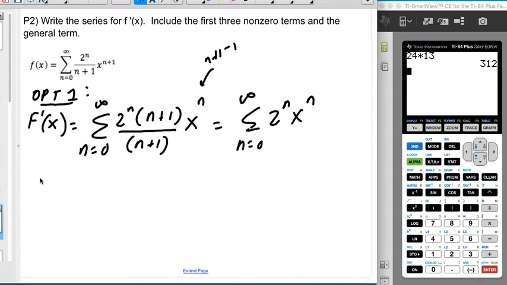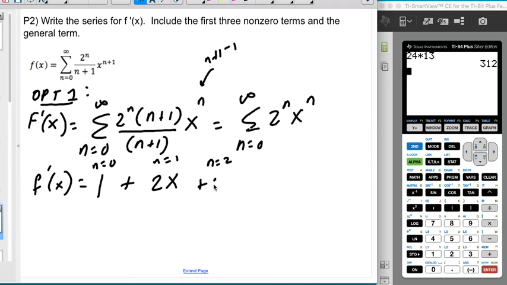So I think I'm going to get that f prime of x, the first term is going to be a 1. My bad, the first term is going to be a 1, because this would be 2 to the 0 and x to the 0, so I get a 1, right? Second term, so that was when I plugged in n is 0. When I plug in n is 1, I get a 2 times x. When I plug in n is 2, I'm going to get a 4x squared.